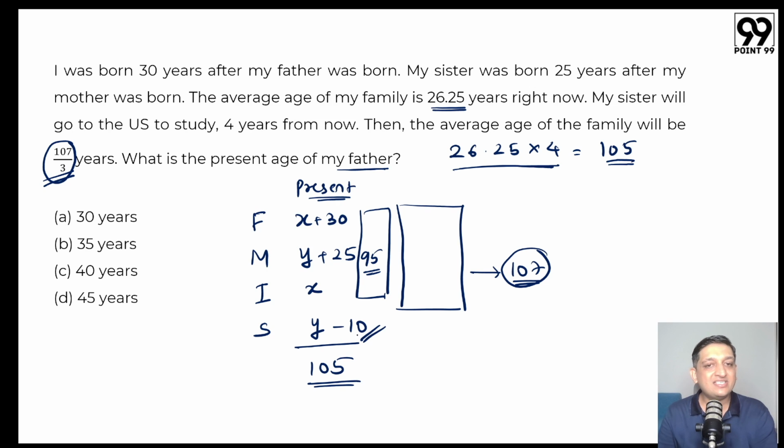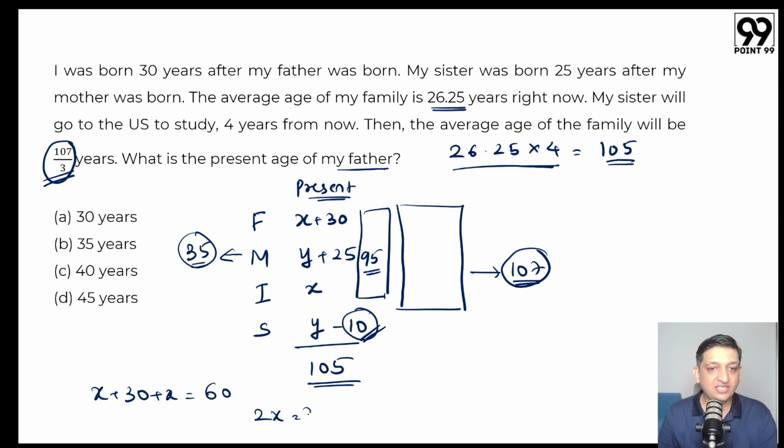So I can say with certainty that the age of the sister is 10 years, which means that the age of the mother is going to be 35 years, because 10 plus 25 is 35. Which basically tells me that the ages of the father and the son will add up to 105 minus 35 plus 10, that is 45, gives me 60. This basically tells me that 2x is equal to 30, or x is equal to 15. So that basically tells me that the present age of my father is going to be 45 years.